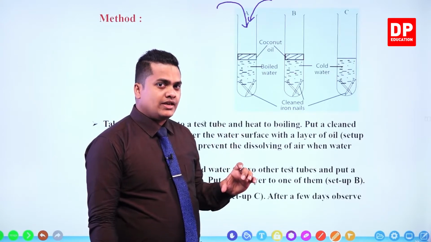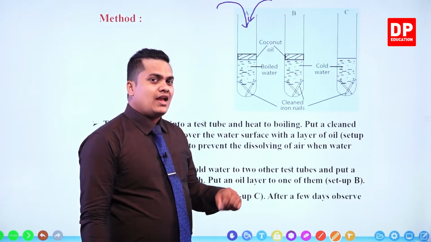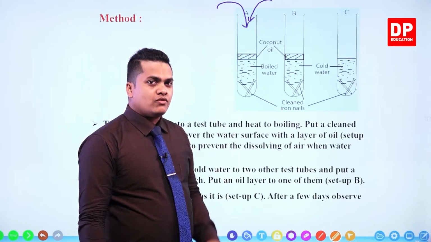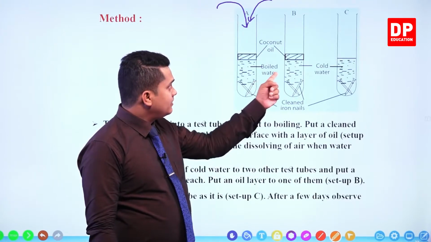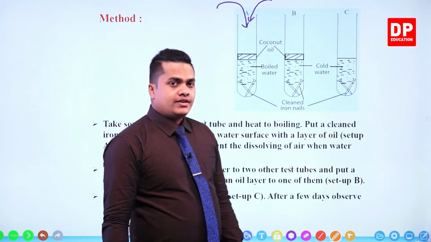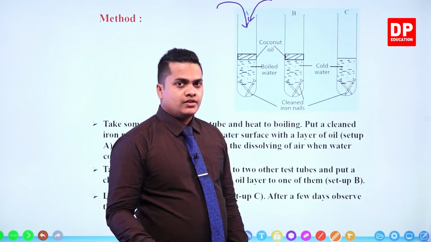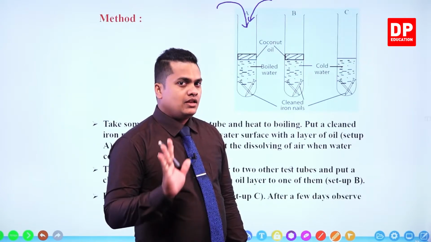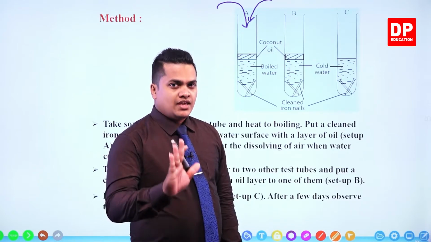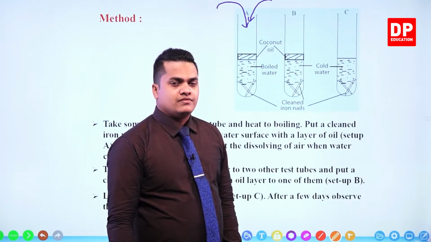Take the second boiling tube, add just water into it, add some clean iron nails into it, add a good layer of coconut oil and mark it as B, the second setup. Take the third boiling tube, just add water, just put an iron nail, leave it in the same place, name it as C. Keep this setup for a few days and observe.